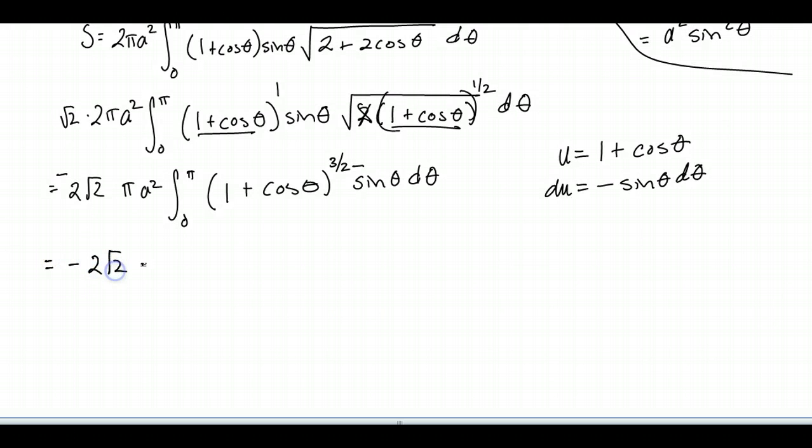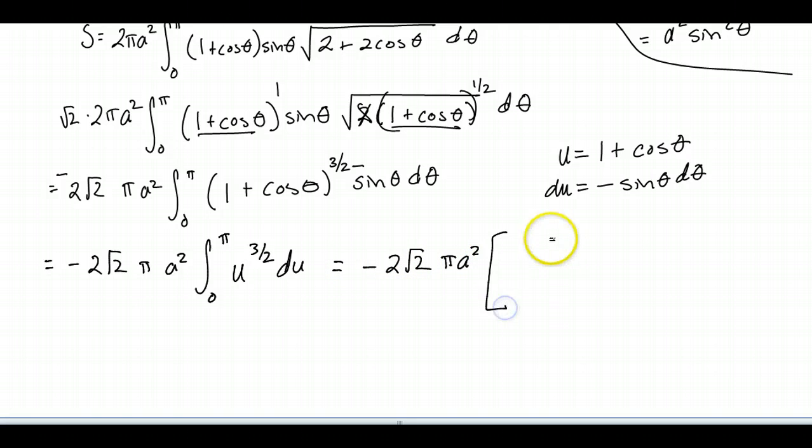Negative 2 square root of 2 pi a squared. We're integrating from 0 to pi. This is u to the 3/2 differential u. So negative 2 square root of 2 pi a squared. When we integrate, it would be our u value, which is 1 plus cosine theta, to the 5/2 times 2/5 from 0 to pi. And you could rewrite your boundaries here in terms of u if you wanted to. I guess I didn't, so I just obviously had to go back to x.